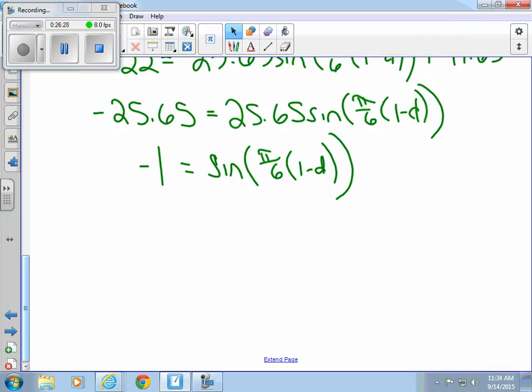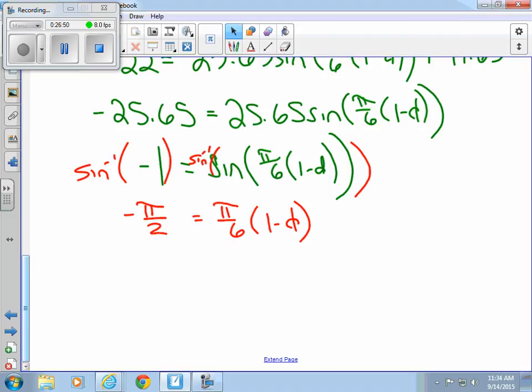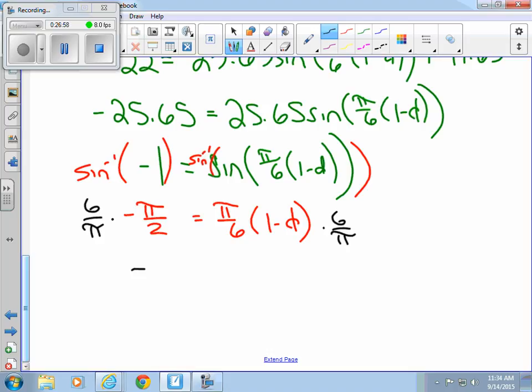So I'm going to do sine inverse of both sides, and I get -pi over 2. Again, if you did 3 pi over 2, you are absolutely right. I'm going to multiply by 6 over 5. So I get -3 equals 1 minus d. -4 equals -d. So d is 4.